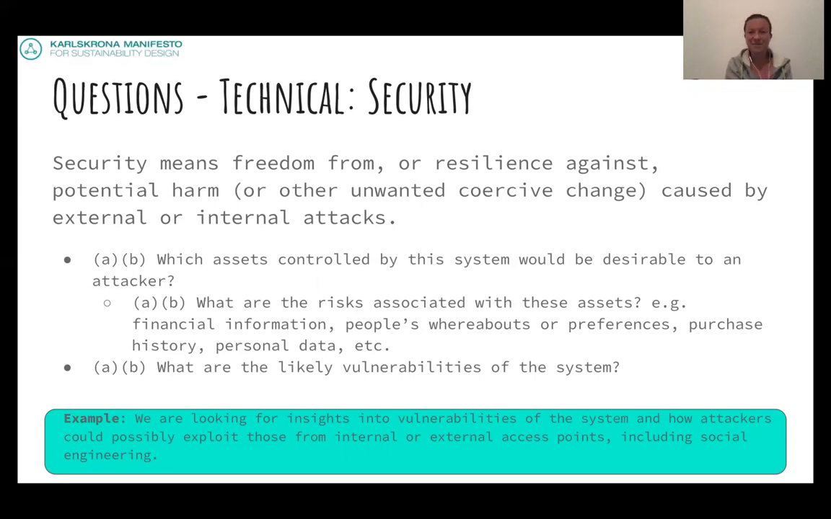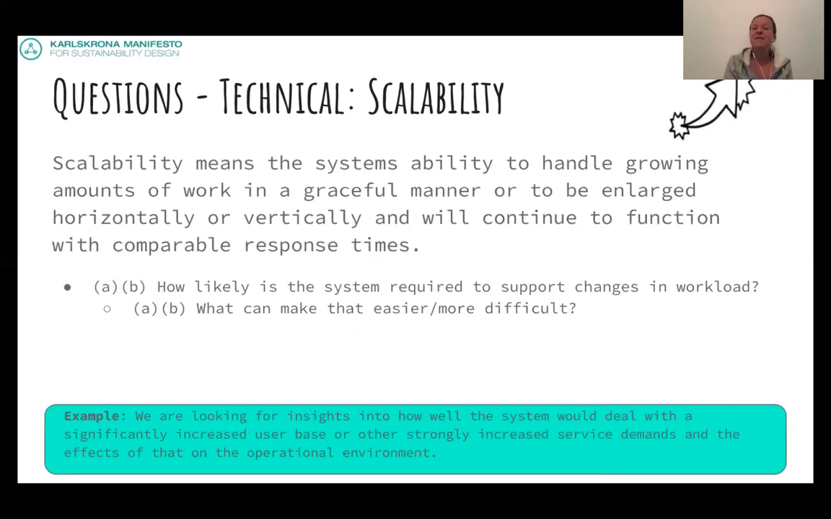Okay, hit pause. Scalability. That means the system's ability to handle growing amounts of work in a graceful manner, or to be enlarged horizontally or vertically, and will continue to function with comparable response times. So how likely would you say the system that you're analyzing is required to support changes in workload? And what could make that easier or more difficult? So under what circumstances would you have to scale up? So we're looking for insights into how well the system would deal with a significantly increased user base or strongly increased service demands and the effects of that on the operational environment.